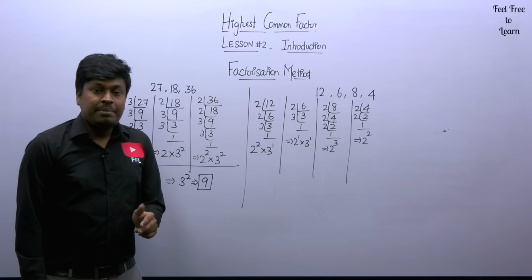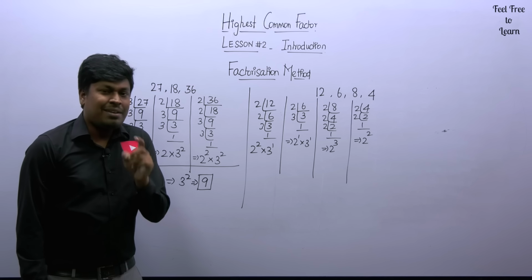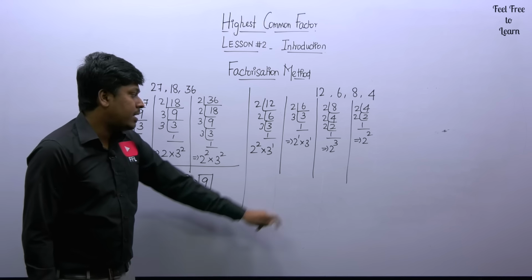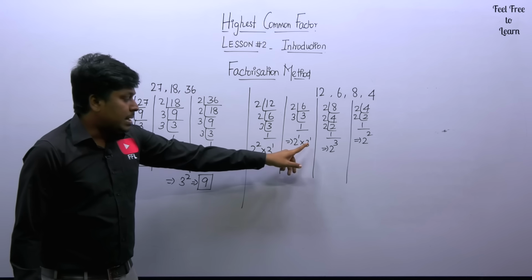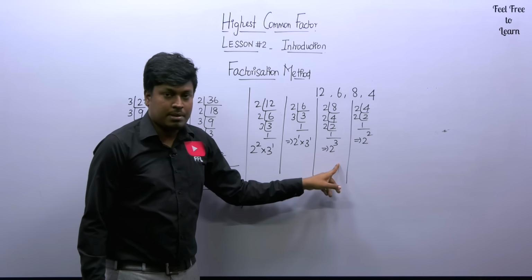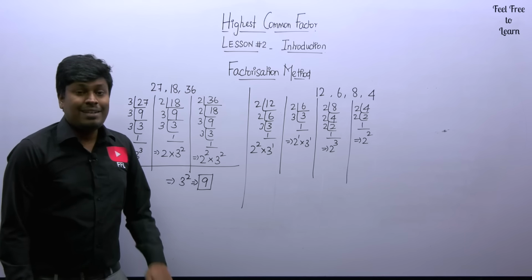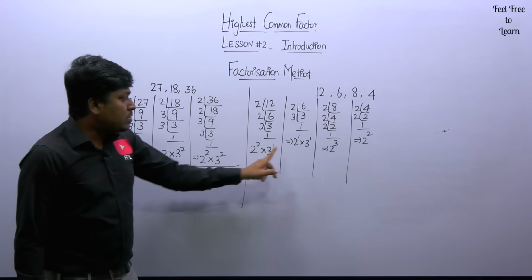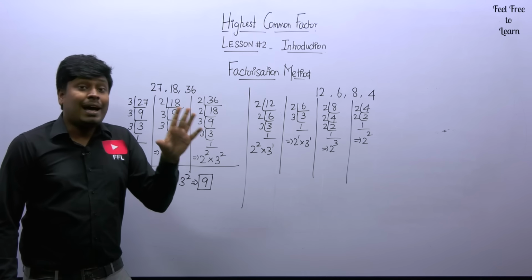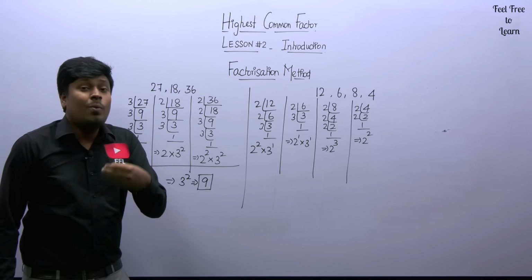What is the next step? Next step is you need to check which number is common out of all the 4 numbers. Which number is common here? If you take number 3, so number 3 is here, number 3 is here, but number 3 is not in these 2 numbers. So we should not take number 3. Next is number 2. So number 2 is common in all the 4, but we have to take not the highest power, we have to take the lowest power.